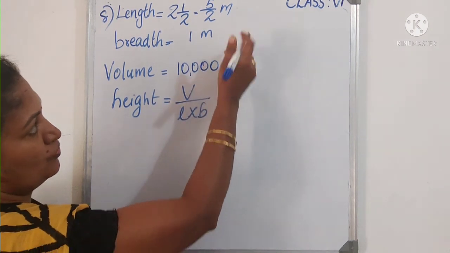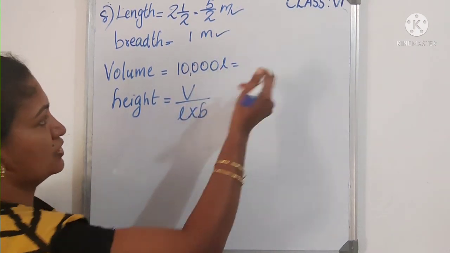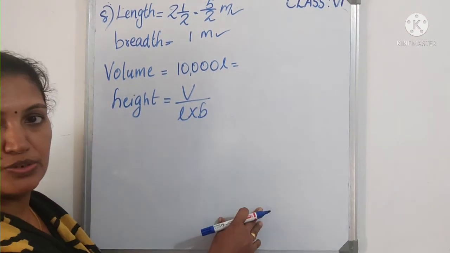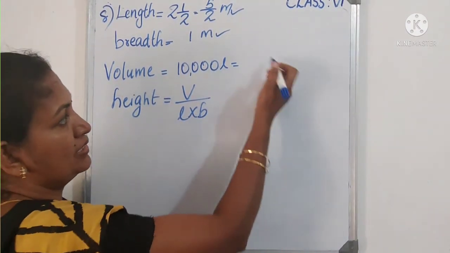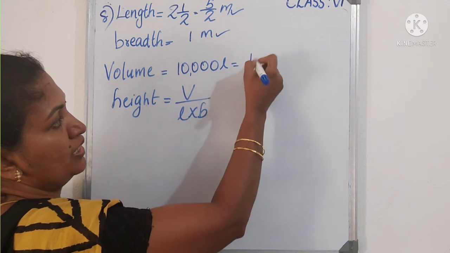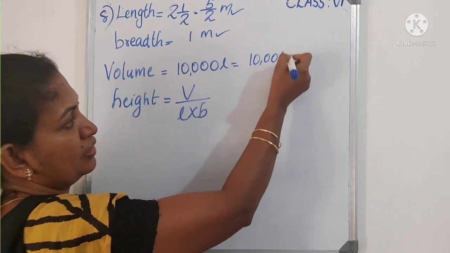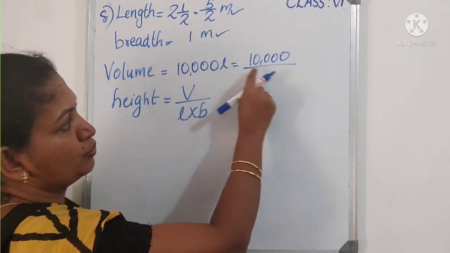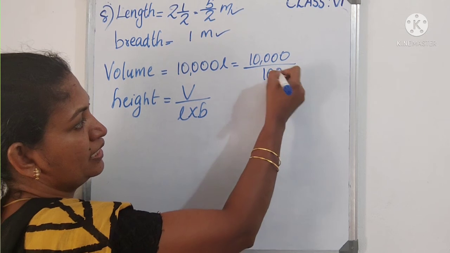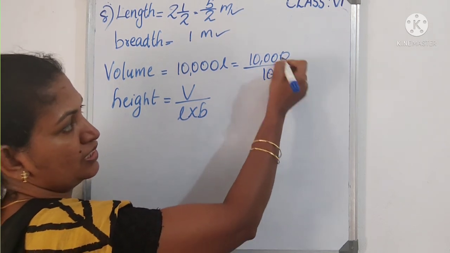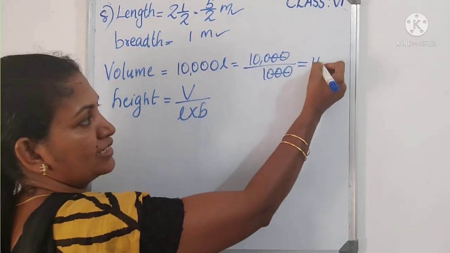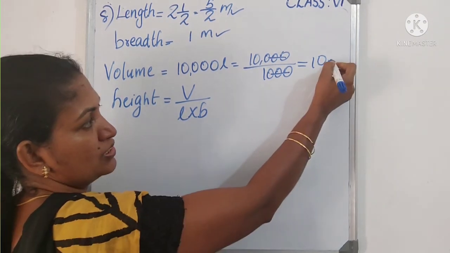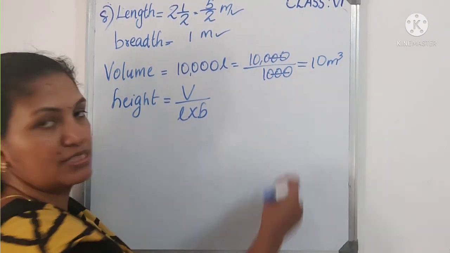So we know that the length is in meter and the breadth is in meter, so the volume also has to be in meter. This is in liter, so we have to convert it into meter cube. To convert liter into meter cube, 10,000 is divided by 1000. This 3 zeros and this 3 zeros cancel, so only 10 remains. So this is now in meter cube, so the volume is in meter cube.